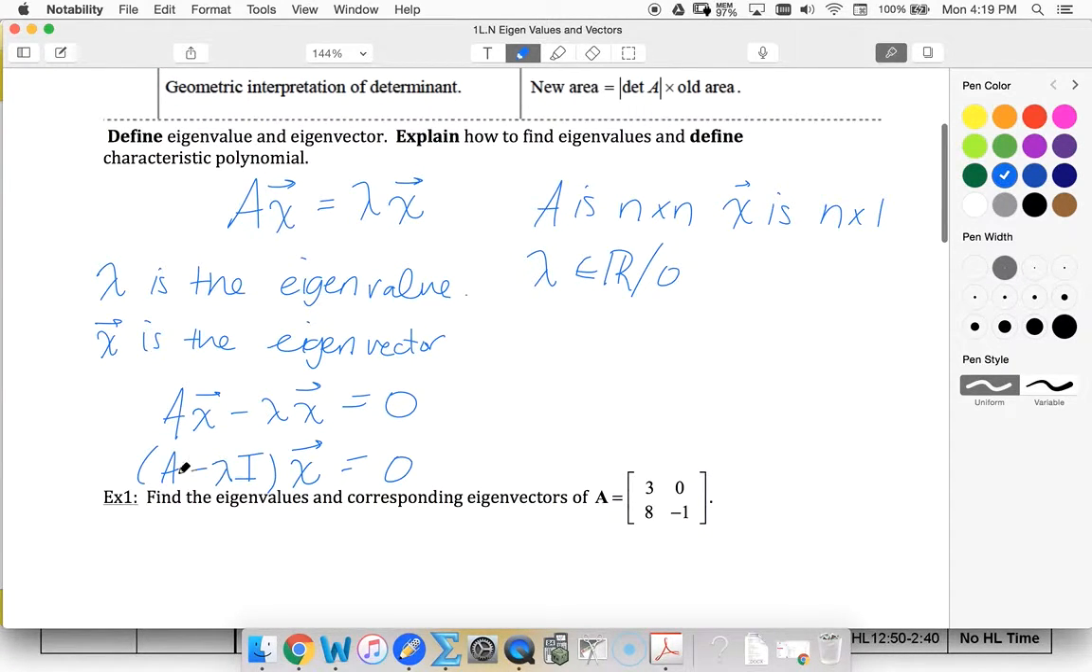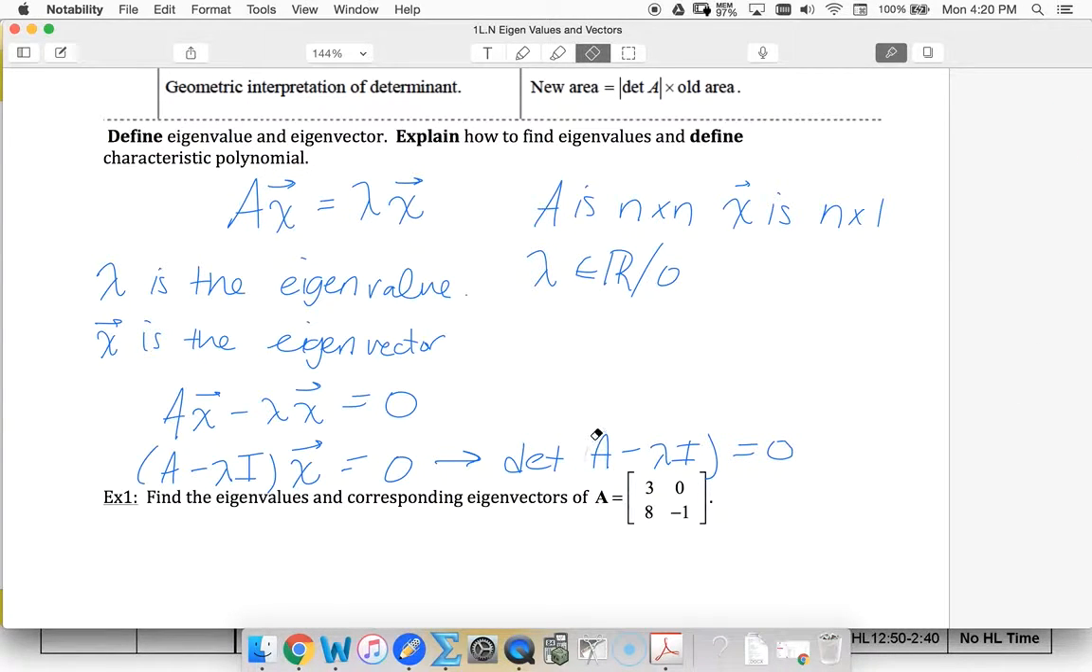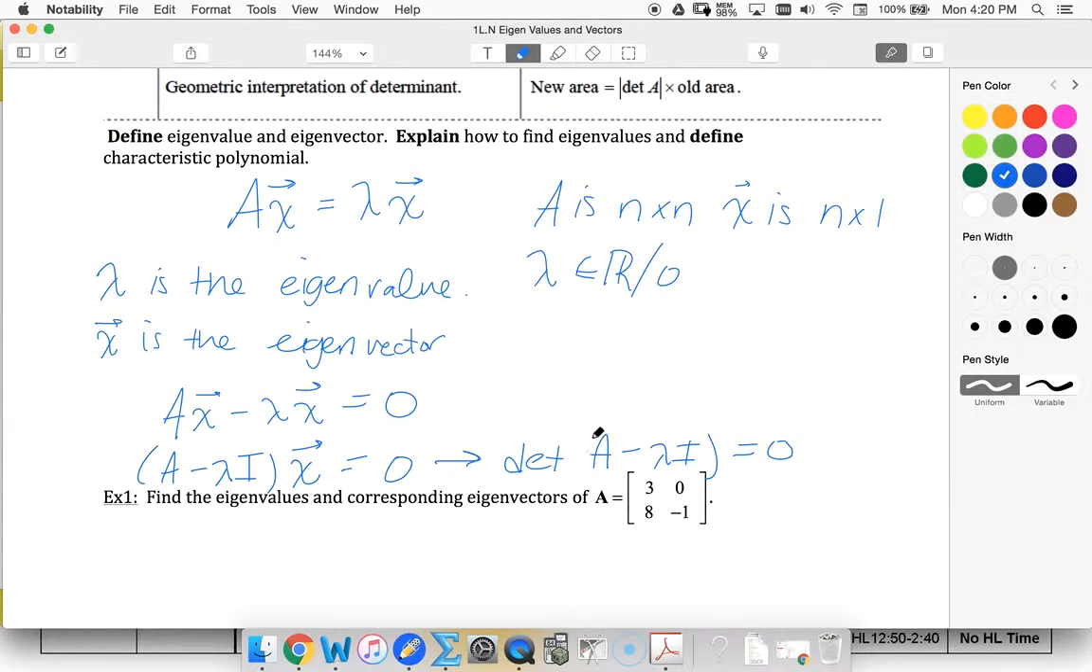So this equation is going to have a solution. So this implies that the determinant of my new matrix, A minus lambda I, is equal to 0. So this is the equation that I end up solving. And this equation is what we call the characteristic polynomial.